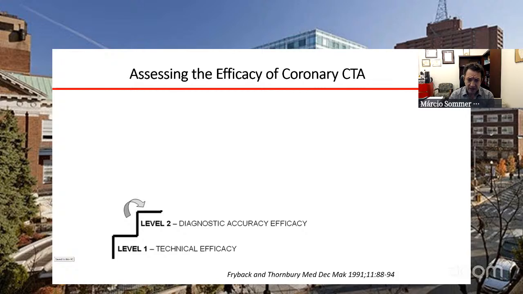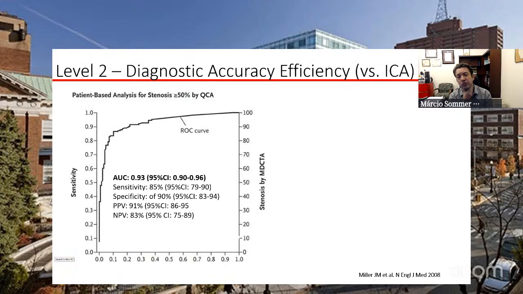But initial data, again, as I said, 2008, when we started to have more robust data on this, and this is a very interesting, probably the largest one back in time. It's a New England Journal paper with 64-detector scanners. And this is basically an AUC curve to detect a 50% stenosis on QCA. So essentially, how good is CT when it says above 50 to match invasive angiography above 50, the diagnostic criteria for defining obstructive disease? And it was pretty good.